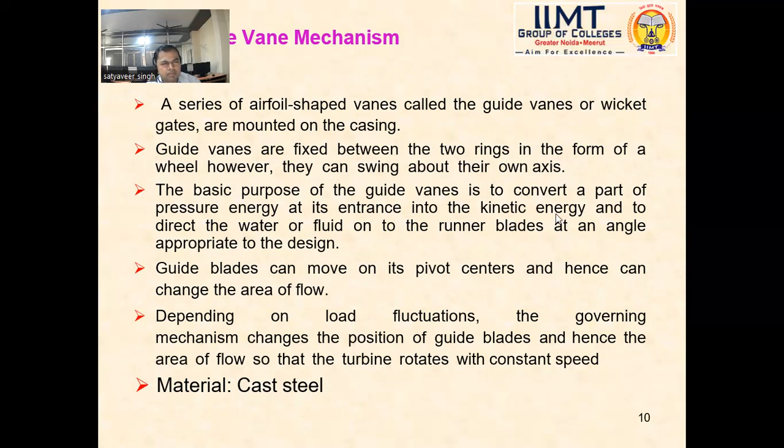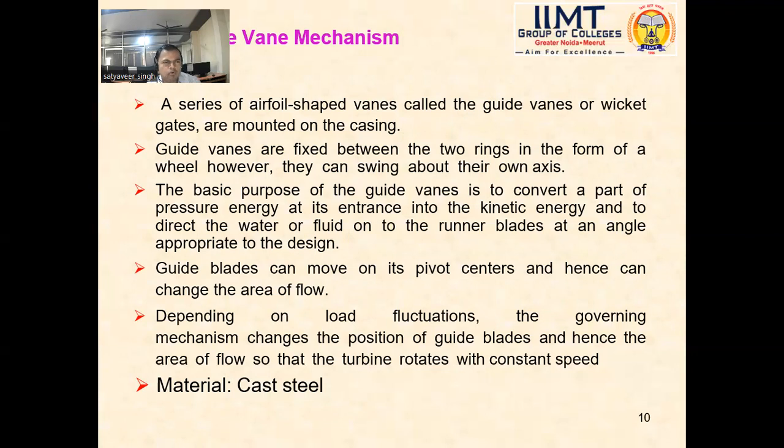And we can say that the basic purpose of the guide vanes is to convert a part of the pressure energy at its entrance into kinetic energy and to direct the water or the fluid onto the runner blade at an angle appropriate for the design. Guide vanes or guide blades can move on their pivot center and hence change the area of flow. Depending on the load fluctuations, the governing mechanism changes the position of the guide blades, and hence the area of flow, so that the turbine rotates at a constant speed.